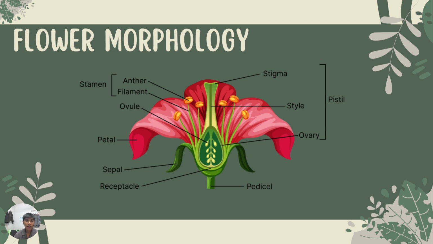And right now we are at flower morphology. In this picture, we will see the stamen, which is the male part, and the pistil, which is the female part. The stigma, style, pedicel, petals, sepal, and receptacle.